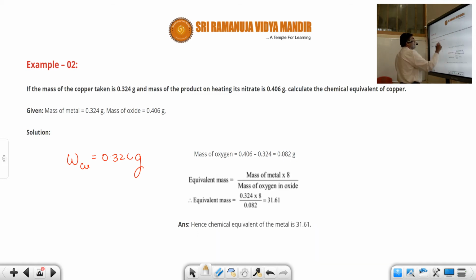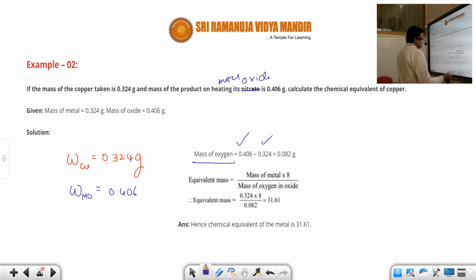The mass of the oxide here is 0.406. Let us take this as the mass of the metal oxide, W of metal oxide, equal to 0.406. So the mass of oxygen is the mass of metal oxide minus the mass of the metal.